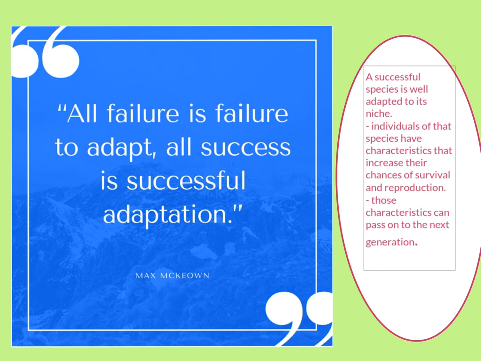We can say here that all failure is failure to adapt, and all success is successful adaptation. So we can say the successful species is well adapted to its niche. Individuals of that species have characteristics that increase their chances of survival and reproduction. Those characteristics can pass on to the next generations. So if the organism was successful, it can live in its environment, can survive, and can pass on its genetic characteristics to the next generation.